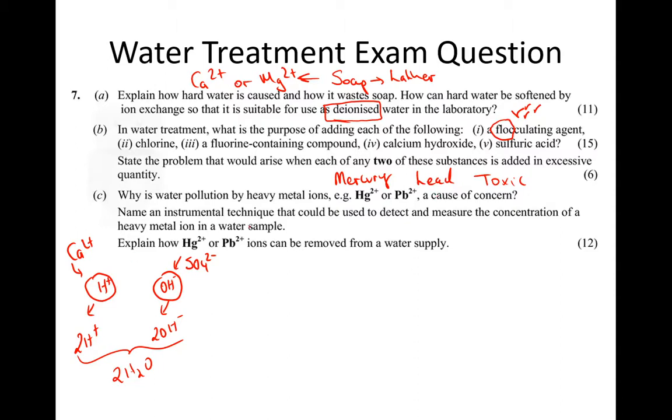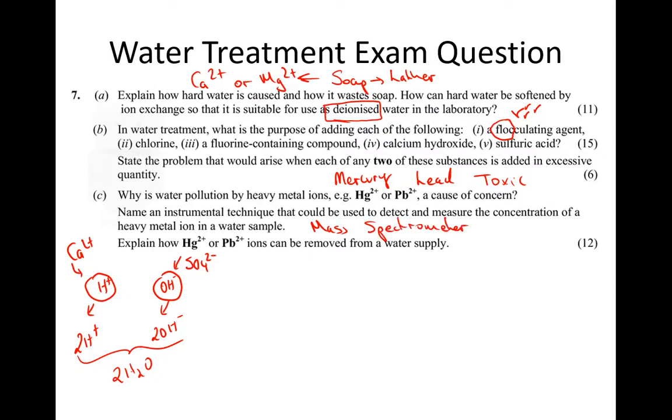Name an instrumental technique that could be used to detect and measure the concentration of heavy metal ions in a water sample. Go back to fifth year. The mass spectrometer. Yeah, you could also say, if you wanted to, to detect them, the flame test. But I think in order to figure out their detection and their measure, you would have to use what we would call the mass spectrometer. If you're not too sure what that is, go back over it.